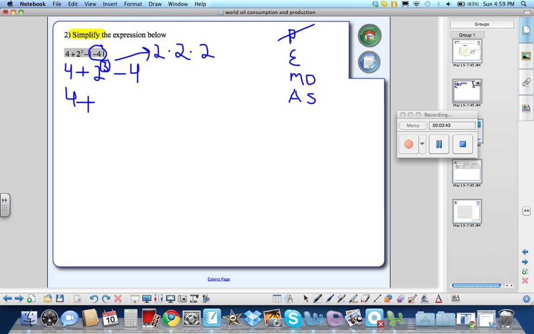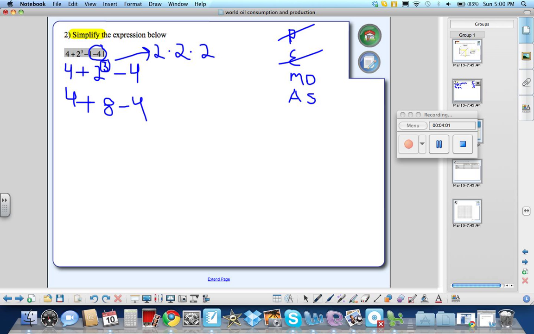Well, 2 times 2 is 4. 4 times 2 is 8. Let me try to make my 8 minus 4. Okay? E's done. Notice, it's very good for you to write the PEMDAS and then cross out, kind of like a checklist, to remember that you've hit all the parts.